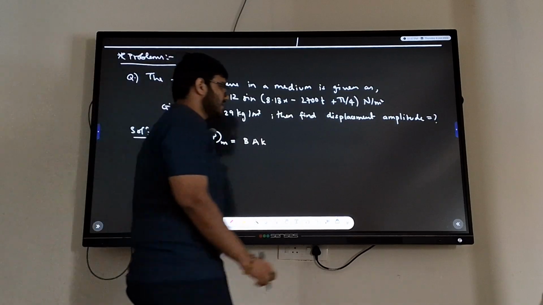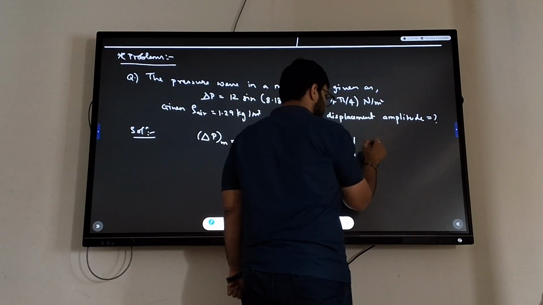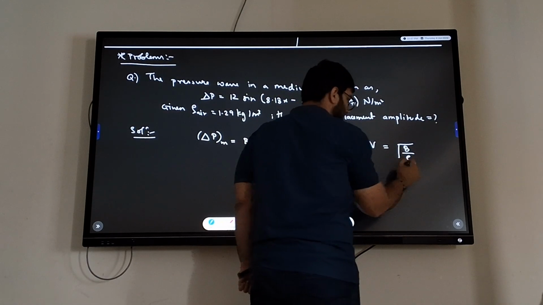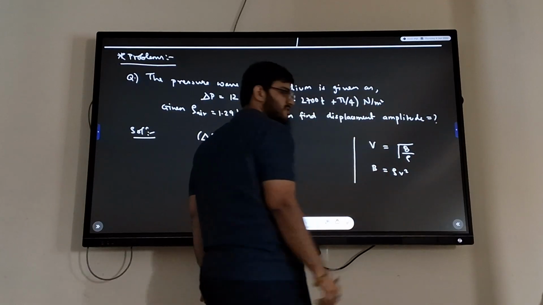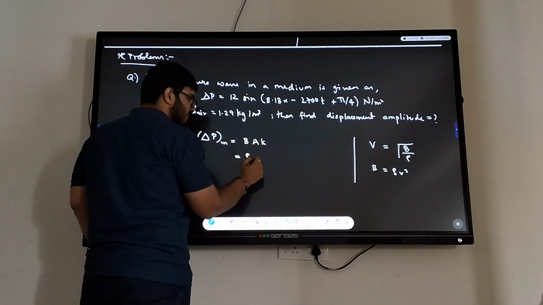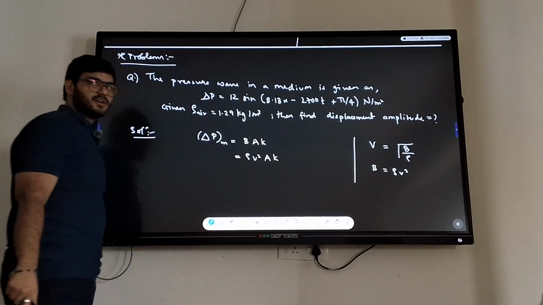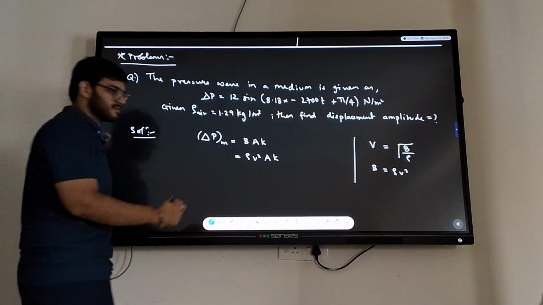So for that B, you have to relate this. The velocity of a wave is V equals under root B by rho. And then what is B? That's rho V square. So instead of B, I will write rho V square. And what is V? That's the velocity of the wave, that's omega by K. Yes or no?